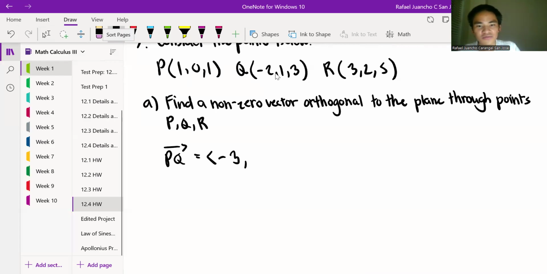From 0 to 1, that's 1. From 1 to 3, that's 2. See, mind and body connection is not connecting. All right, we have PR.